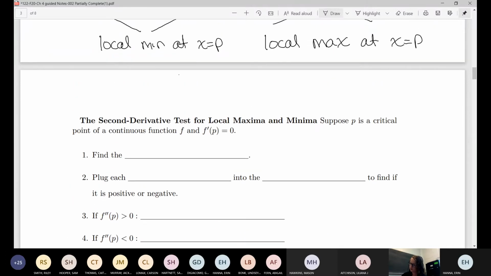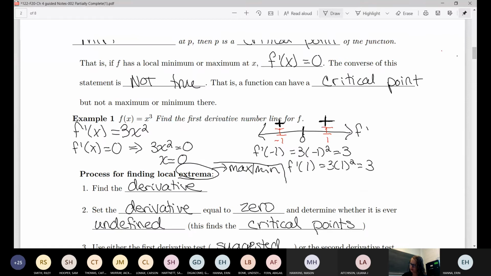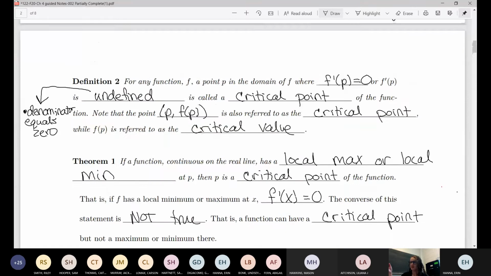Come on, scroll for me. There we go. And catch up to me, screens.